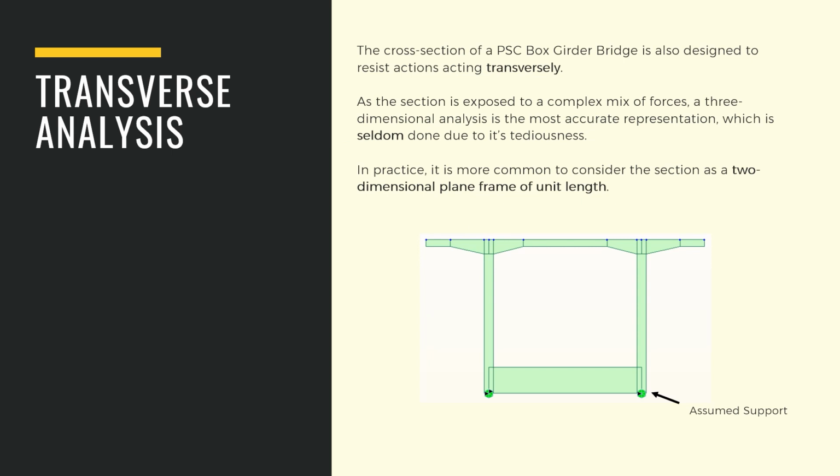Another important analysis for box girder bridges is transverse analysis. The box section is exposed to a complex mix of forces, so a three-dimensional analysis is considered the most accurate representation of real-life effects. However, this is seldom done due to its complexity and tediousness. In practice, it is more common to consider the section as a two-dimensional plane frame of unit length.